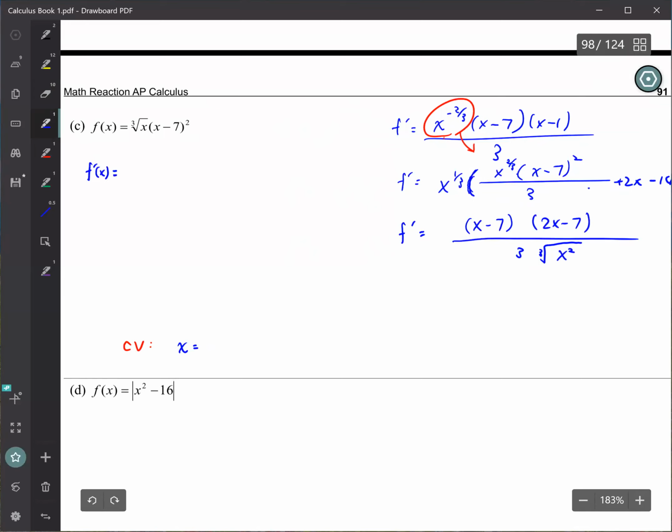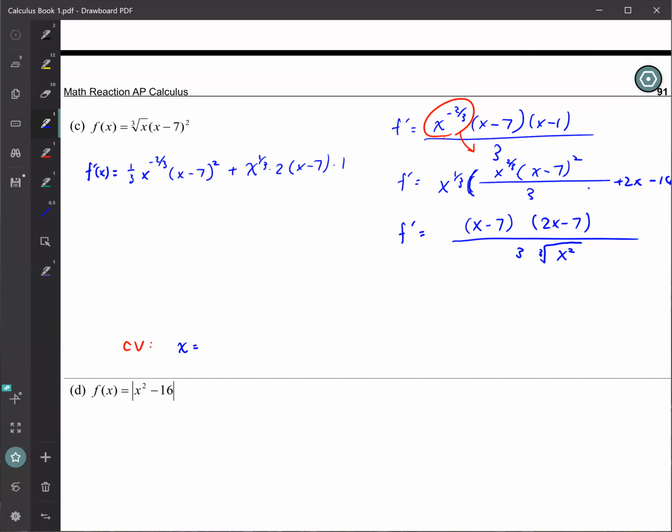So I'll just say it's really long though. Bracket 1/3 x to the power of -2/3, and then times bracket x minus 7, all that squared, plus x to the power of 1/3, and then bracket 2, and then times x minus 7. And that would be times 1, but I just didn't include it. Okay, very good. So this one you applied which rule? Product rule and also chain rule. Yes, product rule and also chain rule.